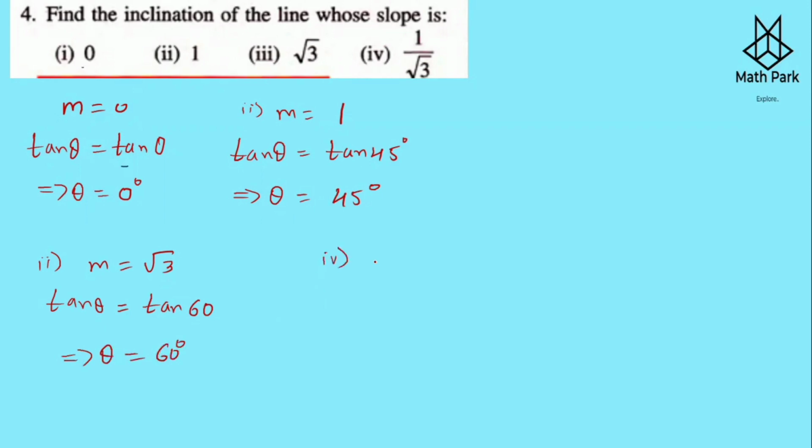For the fourth one, your slope m is equal to 1 upon root 3. Again m is tan theta. And what value of tan is 1 upon root 3? We know that tan 30 is equal to 1 upon root 3. So this implies theta is equal to 30 degrees.